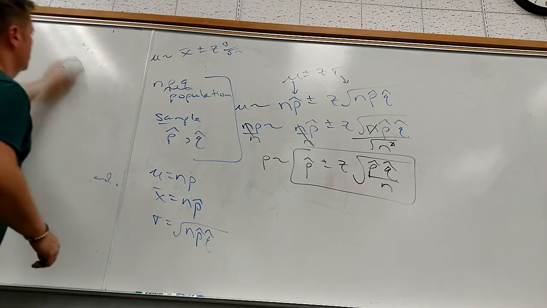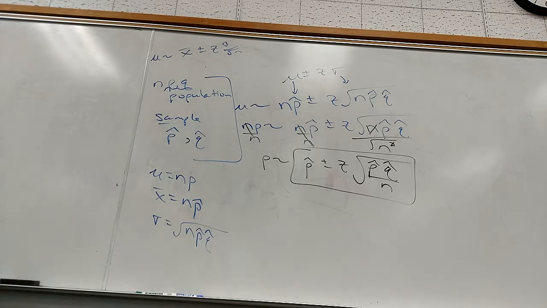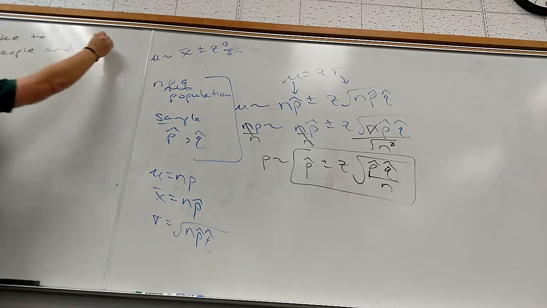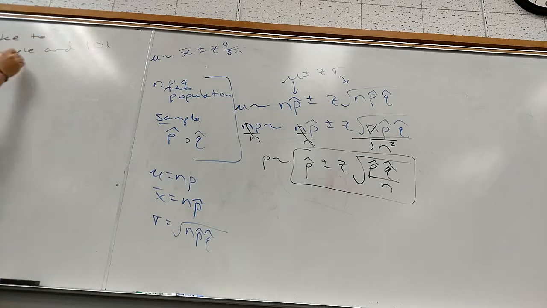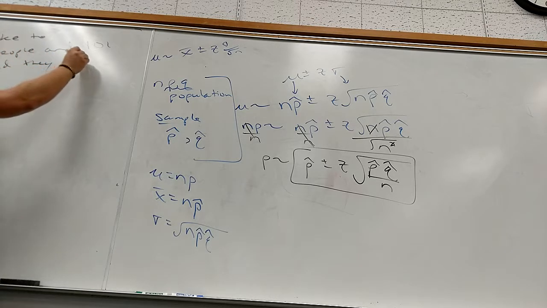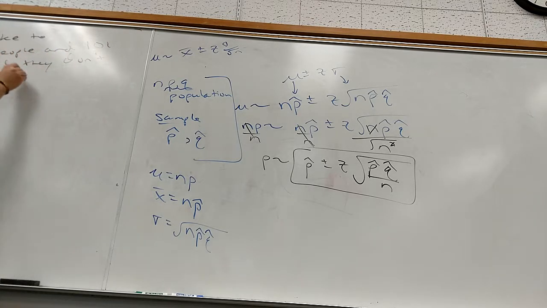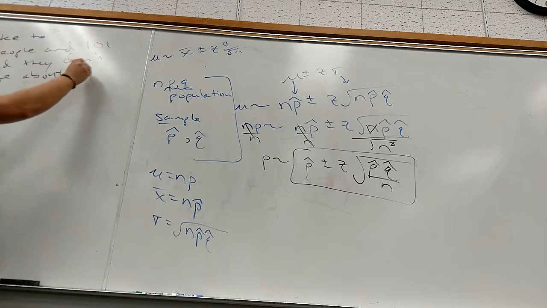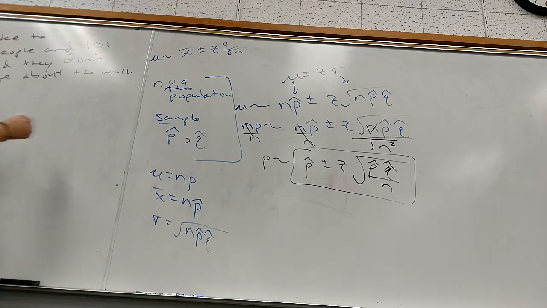Here's a quick example. Percentages always sound like they don't give you enough information. So let's say I spoke to 128 people and 101 said they don't care about the D1.